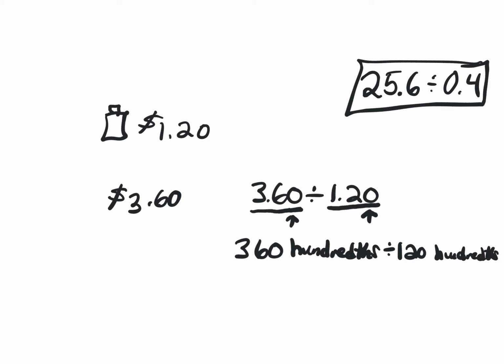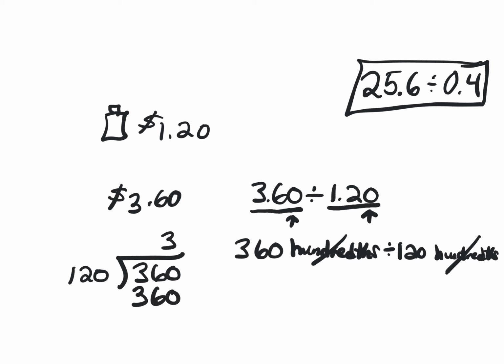And since we have hundredths and hundredths, we know that we can cancel these out. So that brings us to 360 divided by 120. If we do our long division, 120 goes into 360 3 times, which is 360, which means we can buy 3 bottles of water. So what did we just do here?